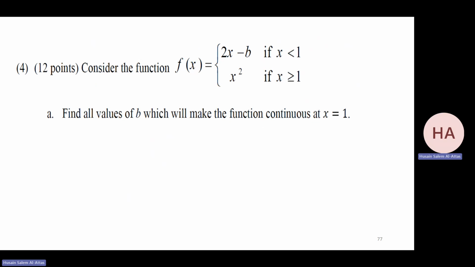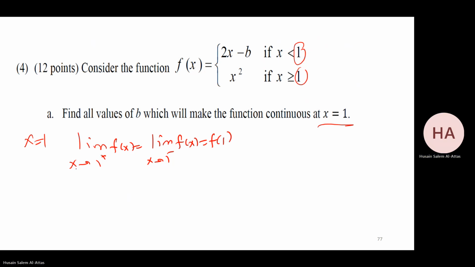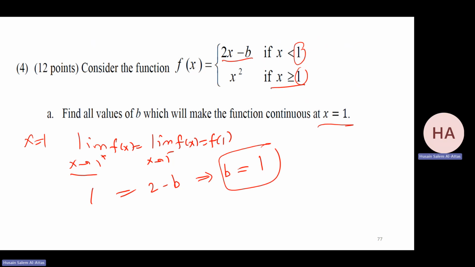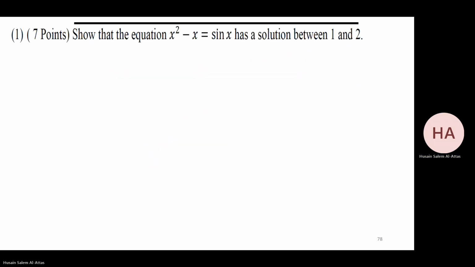Here's the function. Find the values of b for which the function is continuous at x equal 1. That means at x equal 1, the limit as x goes to 1 from the right equals the limit as x goes to 1 from the left equals f at 1. From the right, I am here, that is 1. From the left, I am here, that is 2 minus b. So b will be what? Will be 1. That's it. This is the value. That's only one value.